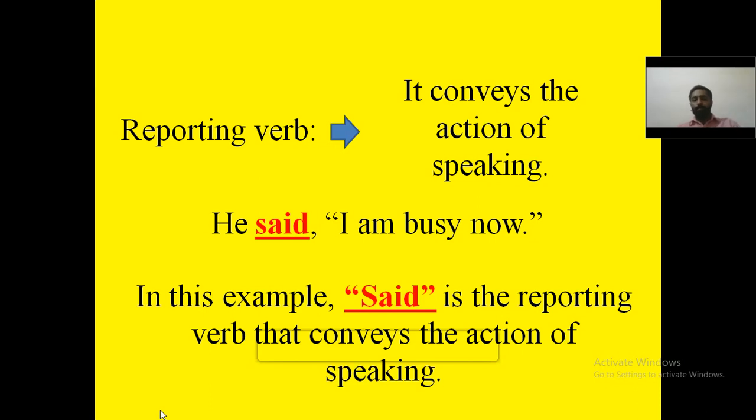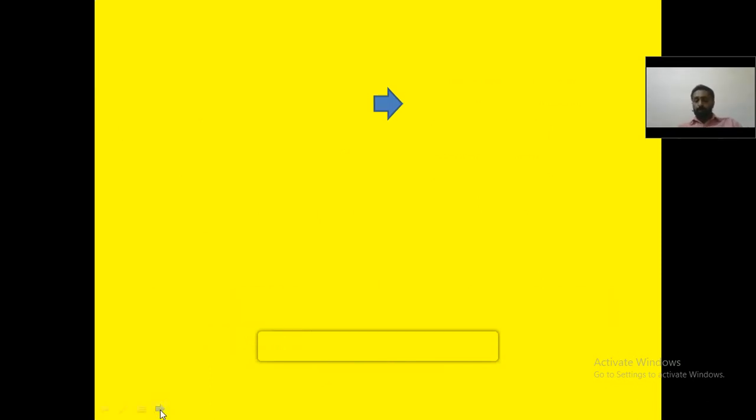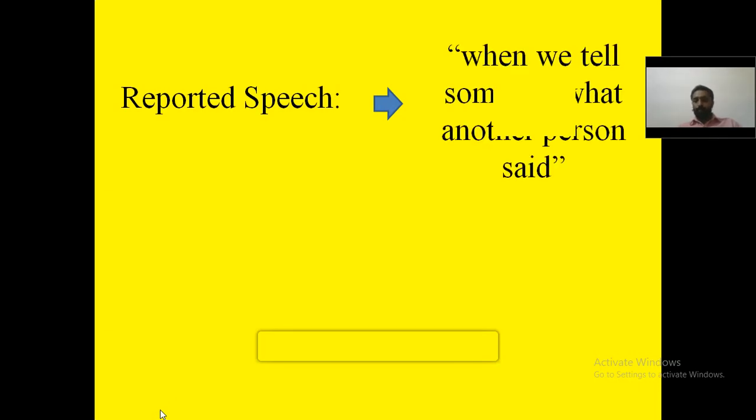In that particular sentence, he said, "I am busy now." "Said" is the reporting verb that reports the action that is done by the person. There is one more thing that you must understand: what do you mean by reported speech? When we tell someone what another person said, that is what we mean by reported speech. So do not get confused between reporting verb and reported speech.